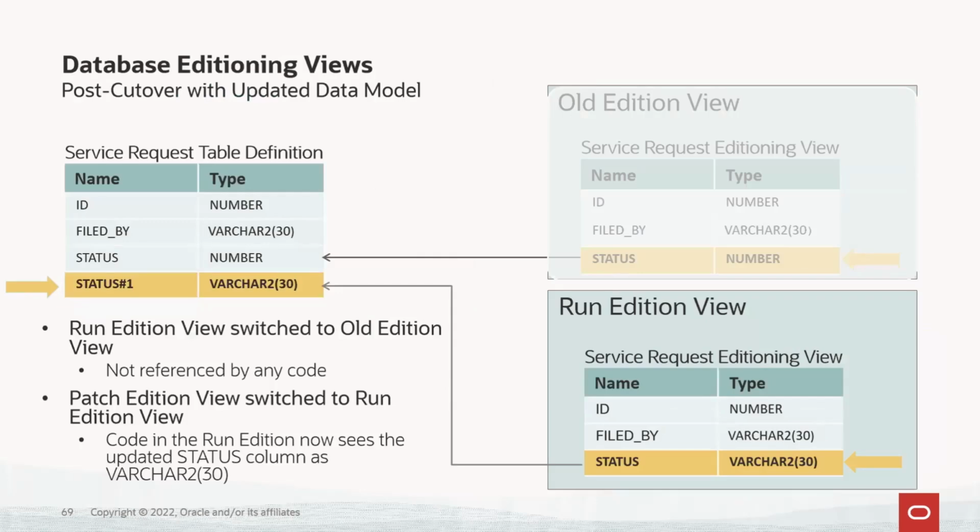Post cutover, when we come live again, you'll note that the run edition view has changed. It's now attached to what had been the patch edition view, and what was formerly the run edition view is now an old edition view that's no longer in use by any of the code. And so going forward, you'll see that all the code is now interacting with a status column that's the character column.